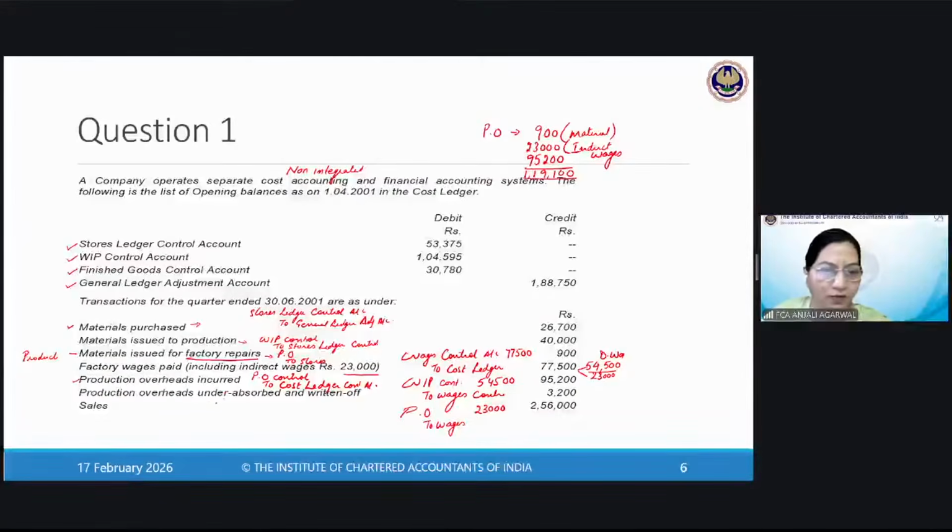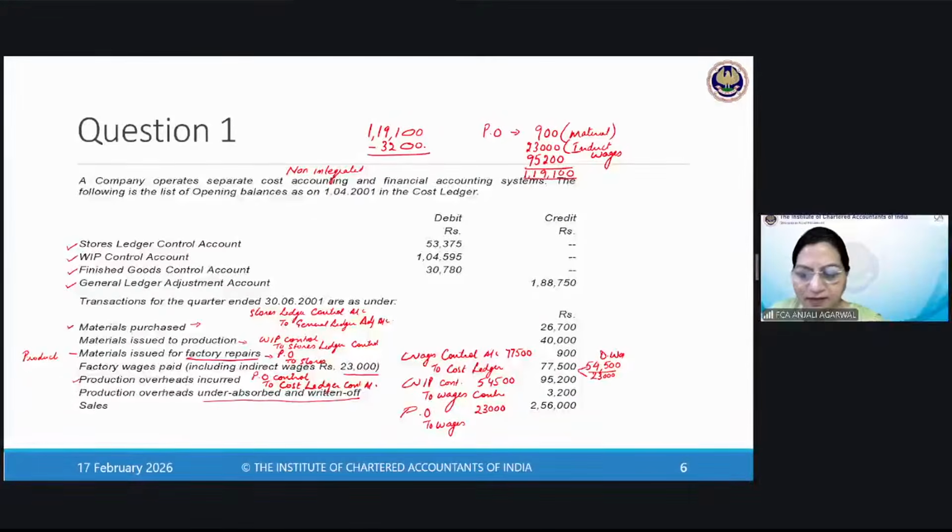Whereas production overheads under absorbed and written off. So like I said earlier, when I look at the opening balances, I do not see a production overhead adjustment account. So it is possible that any under absorption or over absorption is directly charged to costing P&L. And that is what it is said here. So production overheads under absorbed and written off is 3,200. So it implies that out of 1,19,100, 3,200 was not absorbed.